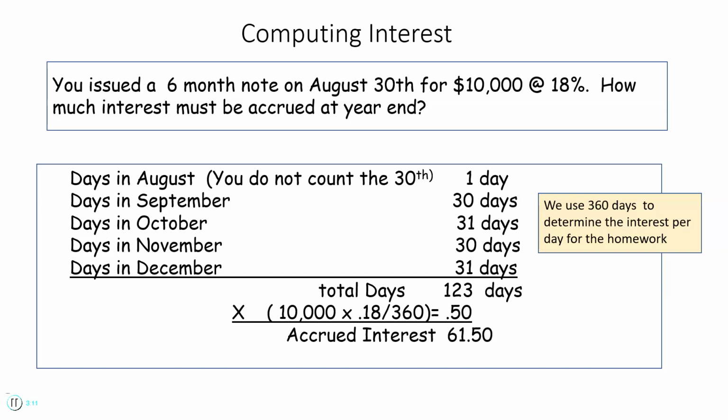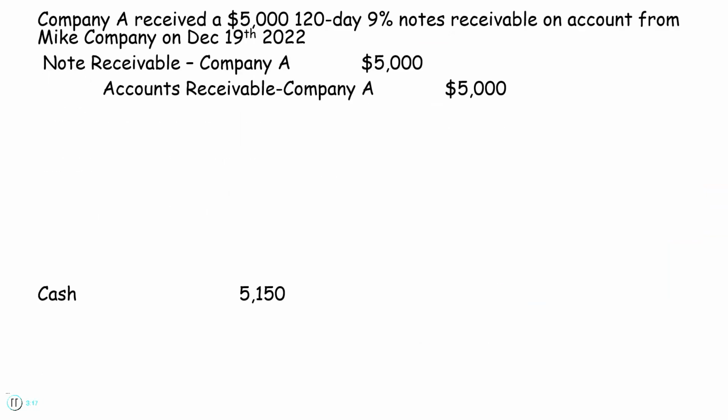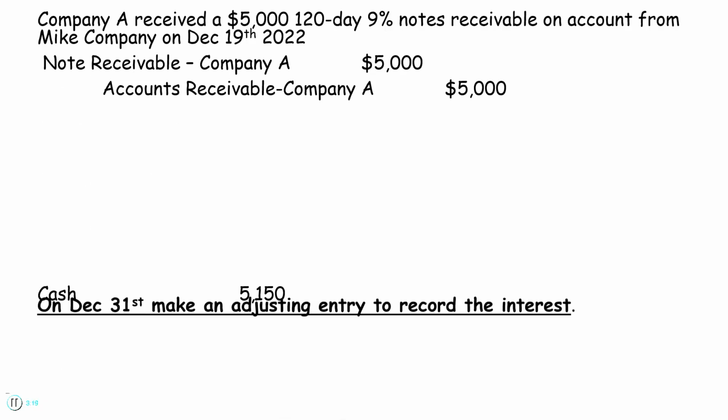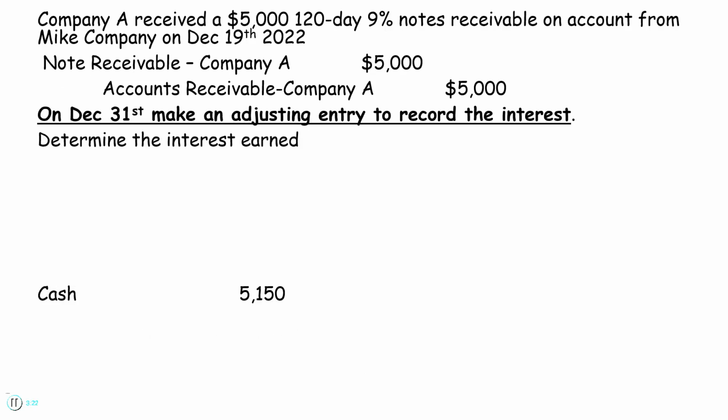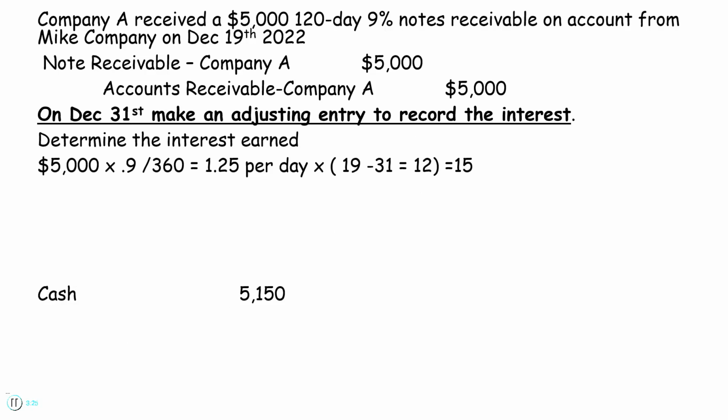So I want to make sure you do well on your homework. So this is what they do. So we're going to go notes receivable, accounts receivable. At the end of the year, we're going to determine the interest earned. So it's going to be $15. I'm sorry, that's how you get it: $1.25 times 12 days gives you interest receivable, interest revenue. We're booking it at year end.